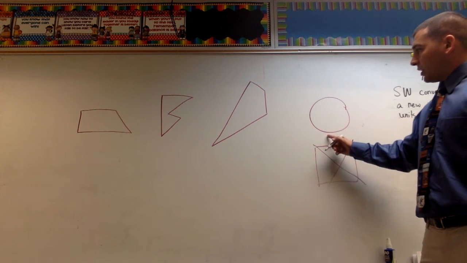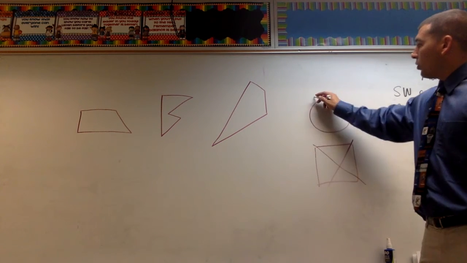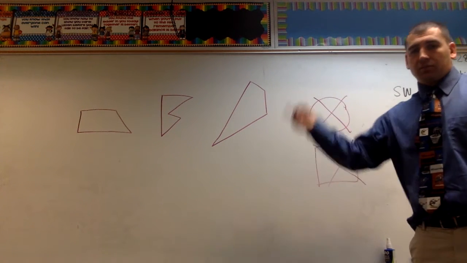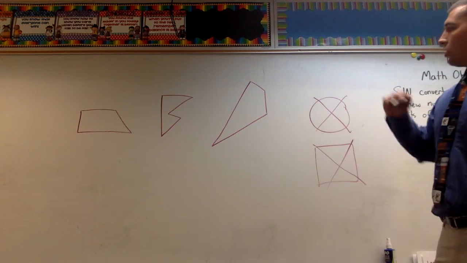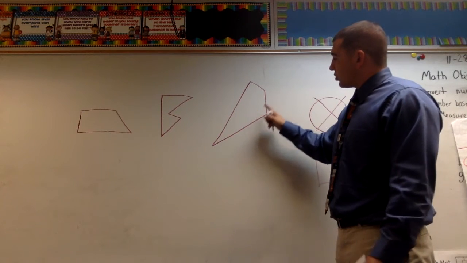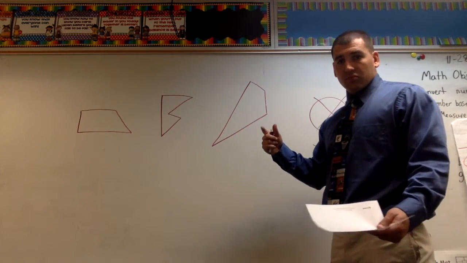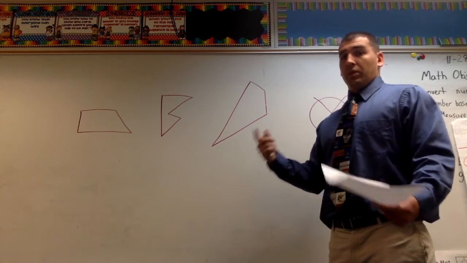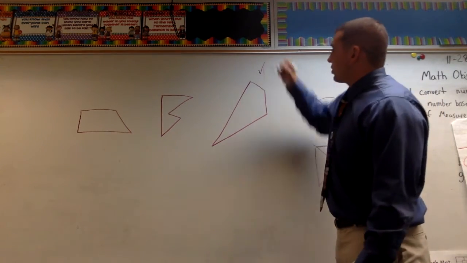Well, let's look at this one. Is this a quadrilateral? No. It's a circle. It doesn't have any sides. It's just continuous, okay? So that one does not work. Let's see. Let's check if it's a quadrilateral. 1, 2, 3, 4. It is. Does it look like any of the ones we've done? It doesn't. That one could work.